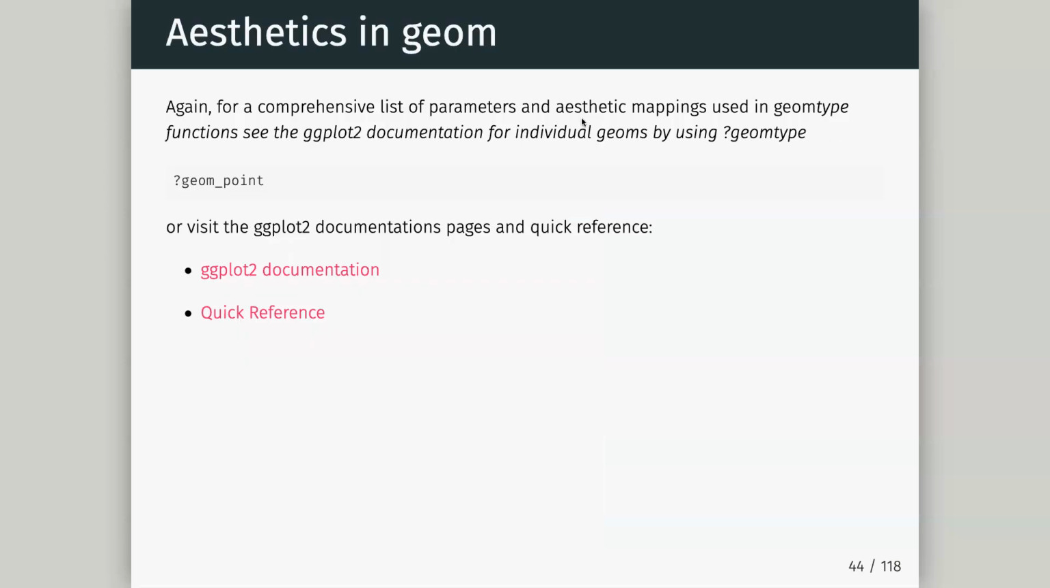Again, for a comprehensive list of the parameters and aesthetics used in geom-type functions, if you're ever confused about what you can actually use in a geom, some things naturally won't work with, say, x and y. They're one-dimensional histograms, for instance. So you can type a question mark and the type of geom to know what parameters you can set. And of course, there is lots of help here.